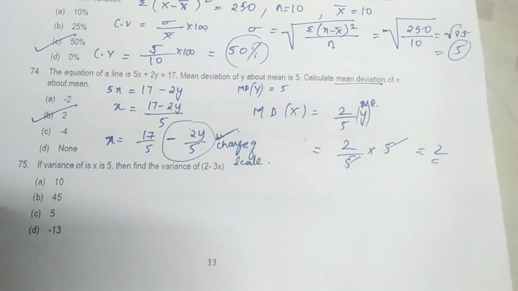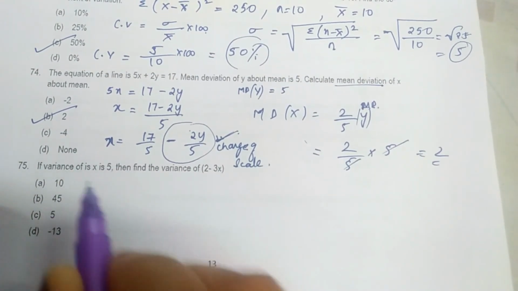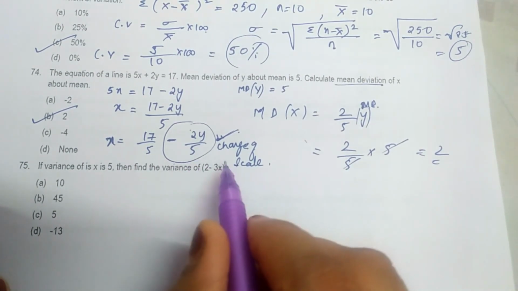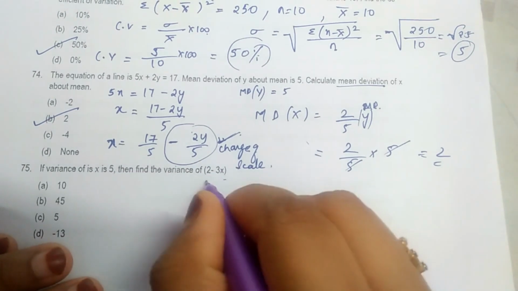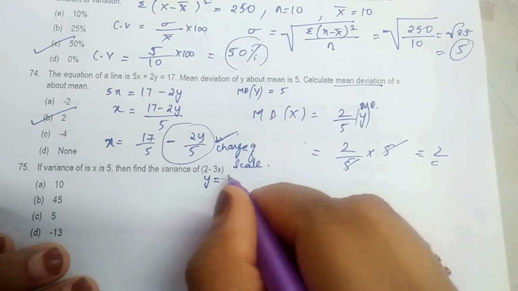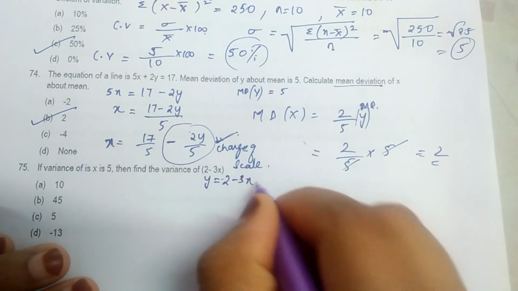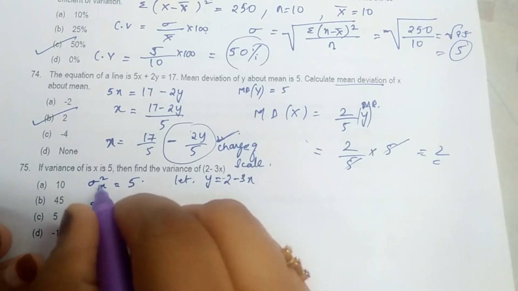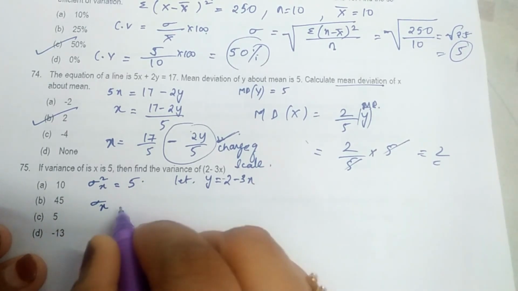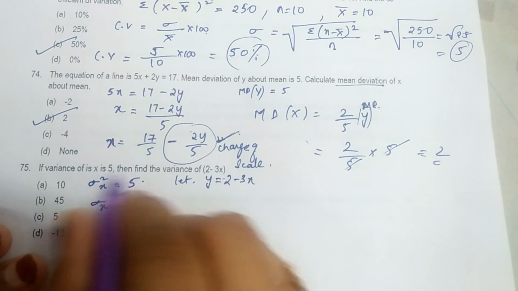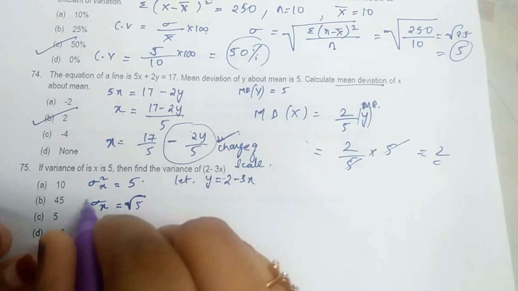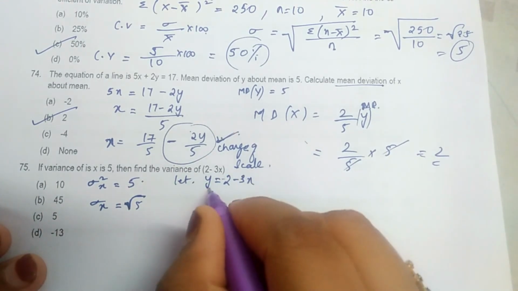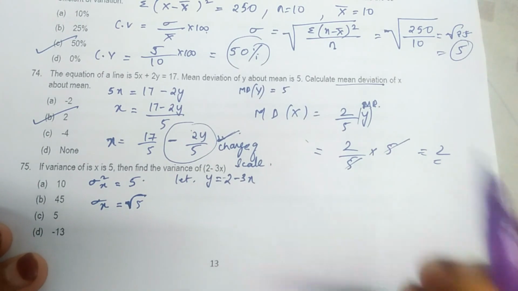On to the 75th problem. If the variance of x is 5, then find the variance of 2 minus 3x. So let us assume y is equal to 2 minus 3x. The variance of x is nothing but the standard deviation squared, right? So the standard deviation of x is root 5. This we know. Now we can substitute the x value in the y value and find the actual thing.